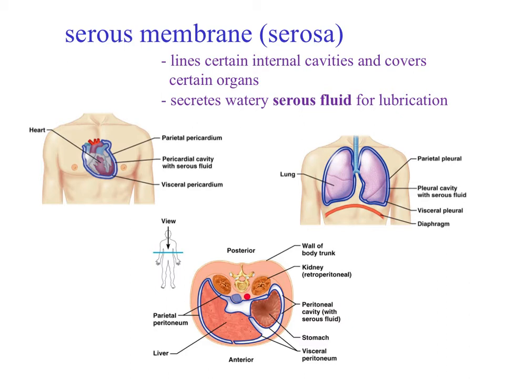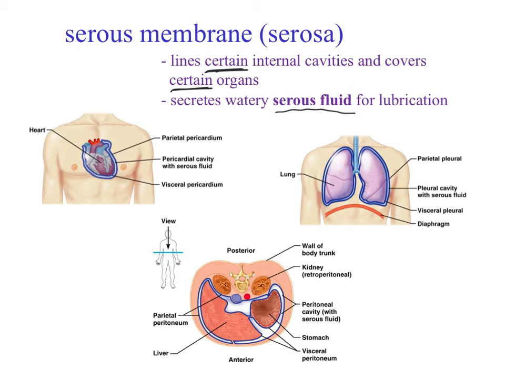Serous membranes, on the other hand, also called serosa, line some of your internal body cavities. So I wrote some certain internal body cavities, not all of them, but they'll line certain internal body cavities and cover certain organs. So serous membranes are not found associated with those cavities that are open to the outside world. On the other hand, serous membranes are found associated with the coelom. And whereas mucous membranes secrete mucus for moisture, serous membranes instead secrete something called serous fluid. And it's quite watery compared to mucus. And in this case, it's used for lubrication.